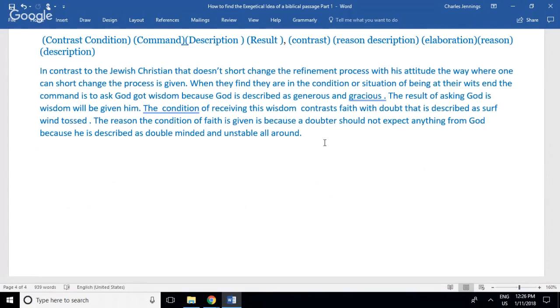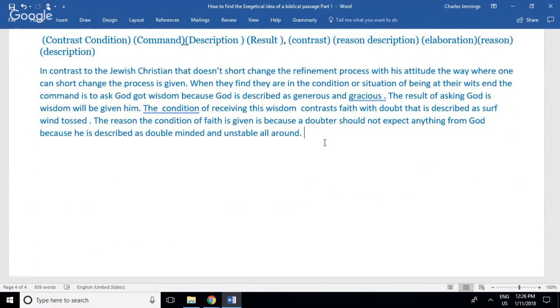In contrast to the Jewish Christian that doesn't shortchange a refinement process with the attitude, the way where one can shortchange a process is given. Because I talked in the previous video about the refinement process, that we're to count it all joy, that brings about the maturity and endurance and all of that. But here, what can shortchange that process is given.